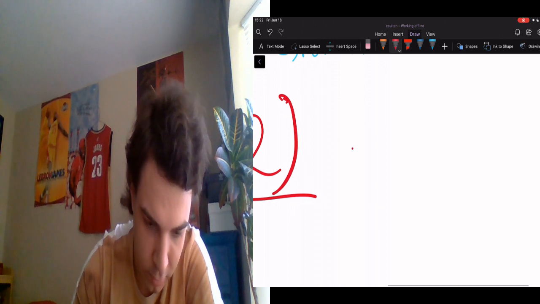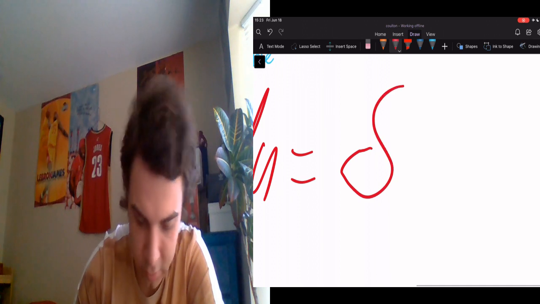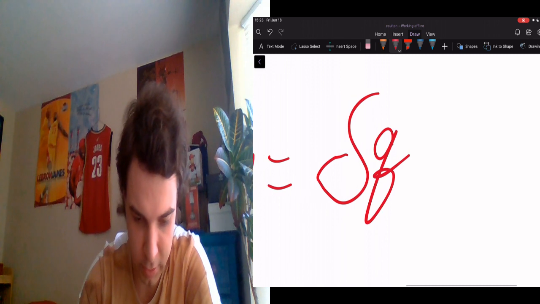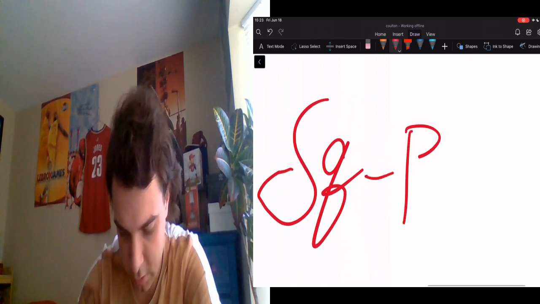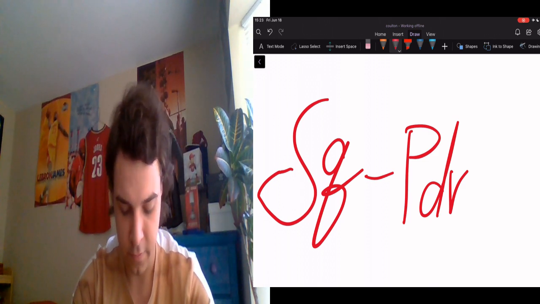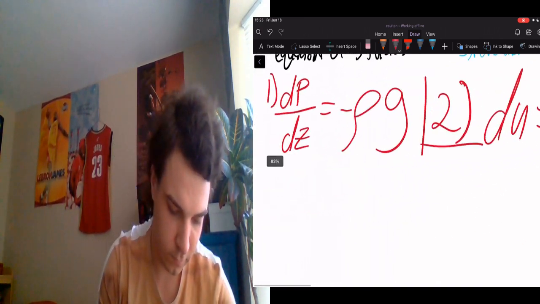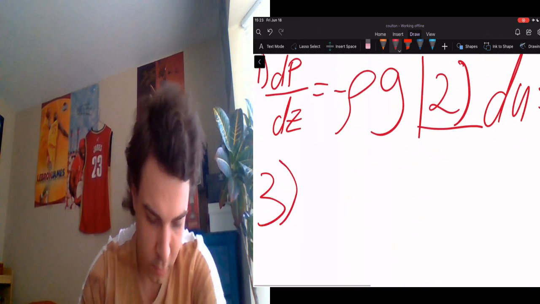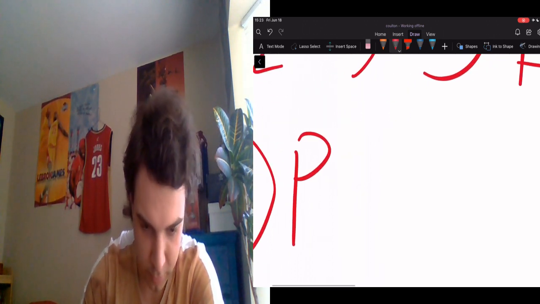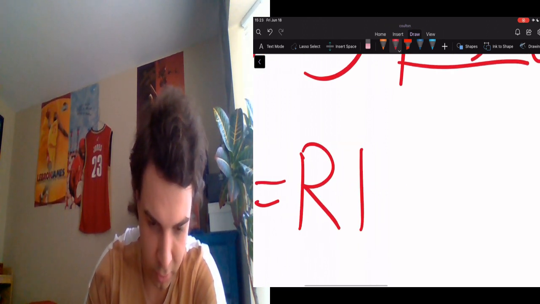is du equals delta Q, which is the change in heat, which will end up being negligible, minus P dV, the change in volume, and times the pressure, of course. And then number 3 is pressure, the ideal gas law, pressure times volume equals R coefficient times T.